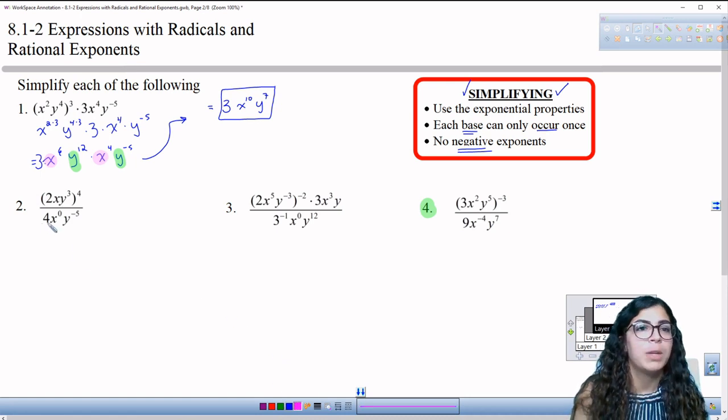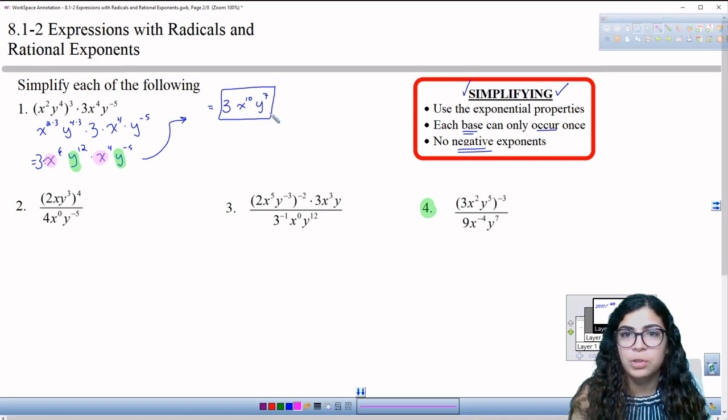Let's do the next one. And again, just remember, once you're done, if you only have bases occurring once and you have no negative exponents, you're good to go. So now I'm going to go ahead and look at number 2. We can distribute that power of 4 to each one of those, right? Power of a power. So I'm going to multiply and distribute that to each thing.